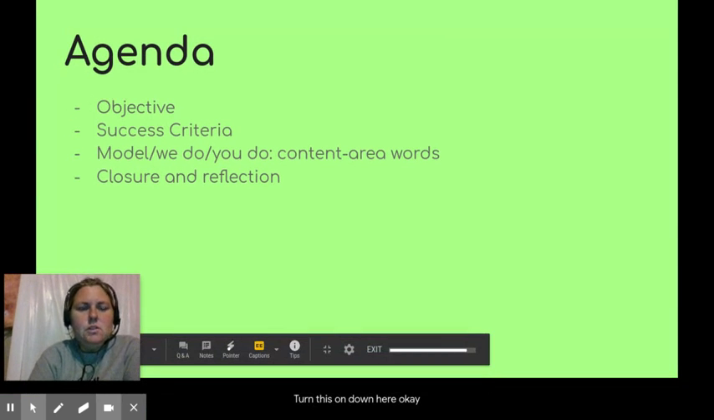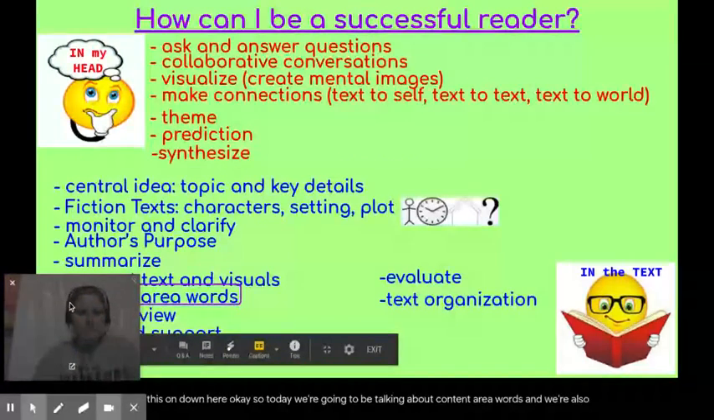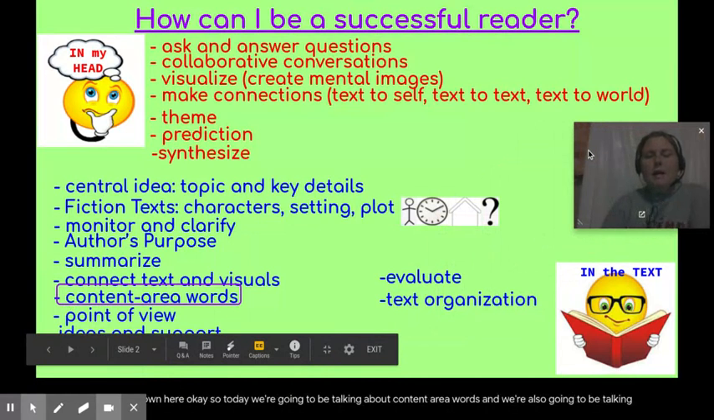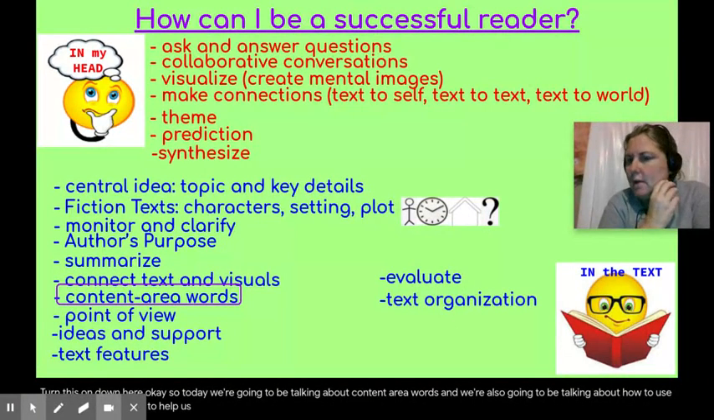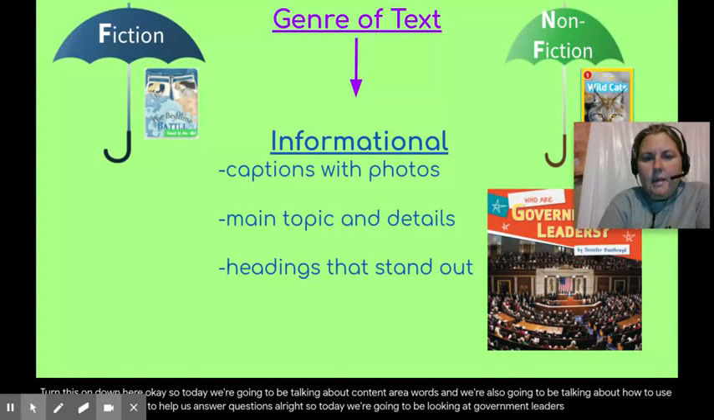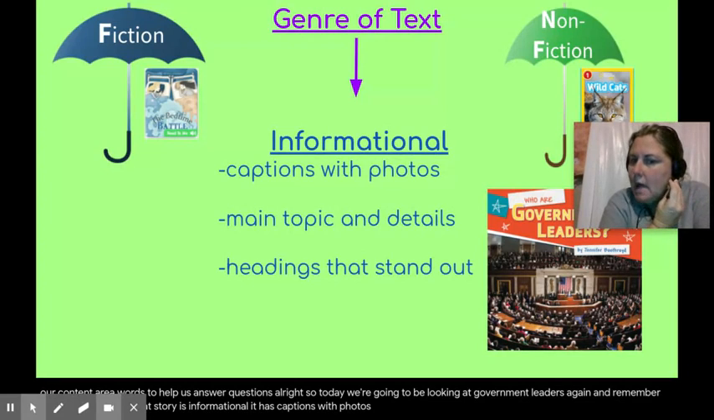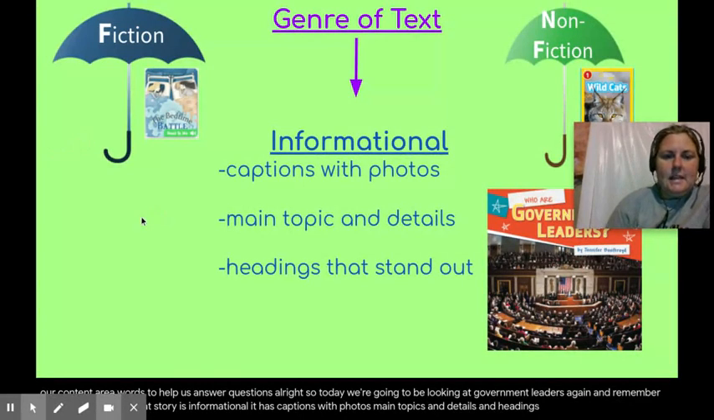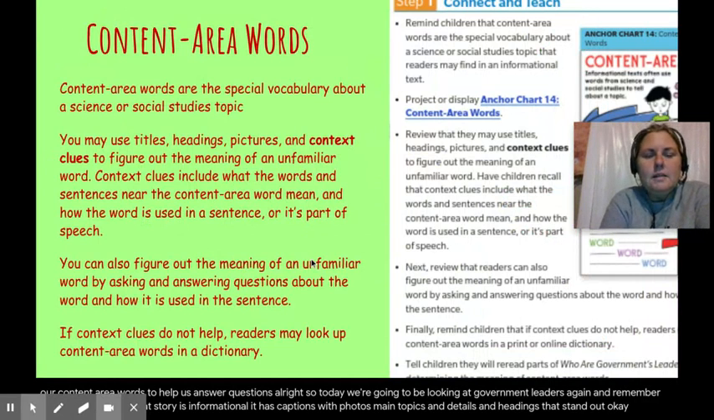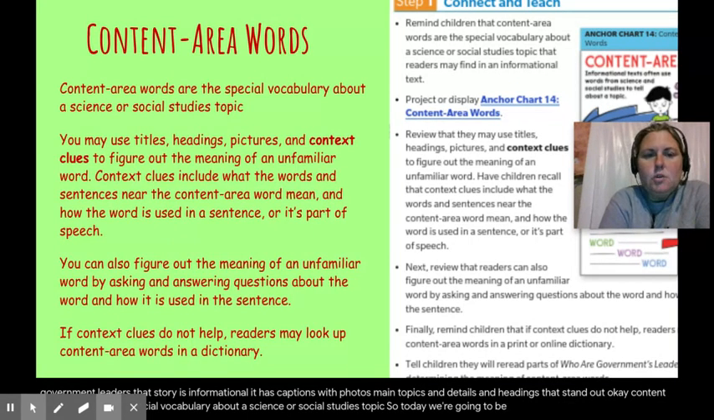Okay, so today we're going to be talking about content area words, and also how to use our content area words to help us answer questions. All right, so today we're looking at government leaders again. And remember, that story is informational. It has captions with photos, main topics and details, and headings that stand out. Content area words are the special vocabulary about a science or social studies topic. So today we're going to be talking about social studies.